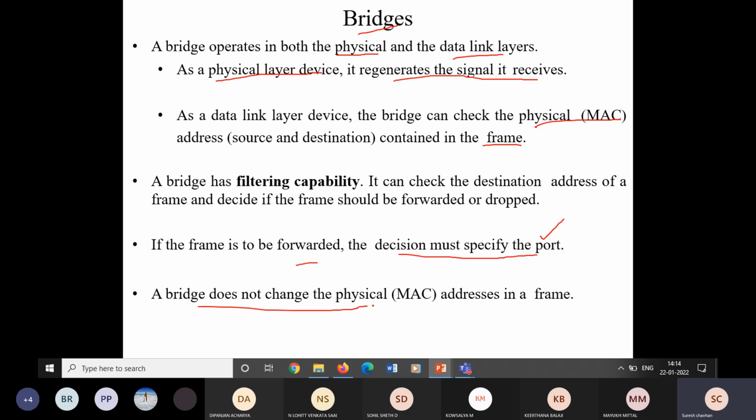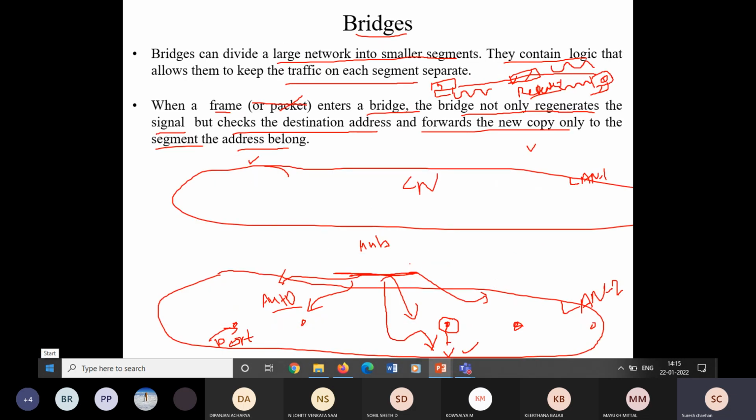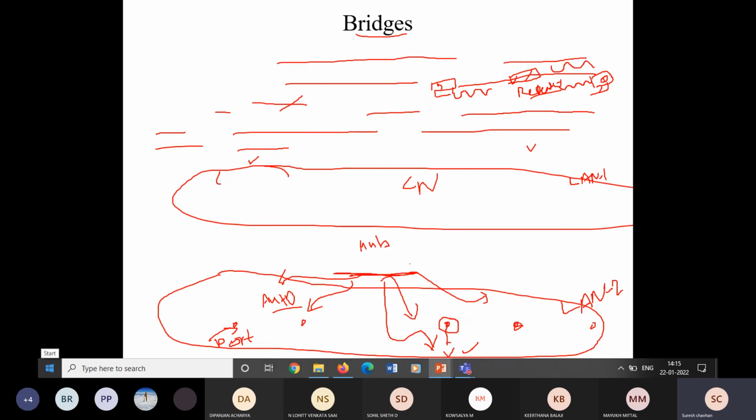A bridge does not change the physical MAC addresses in a frame. So the bridge functionality is not to change the MAC address. Only the MAC address will be changed by the NIC, network interface card. If you are using a different network interface card, then only can we change it. But in the bridges, we cannot do it, correct?